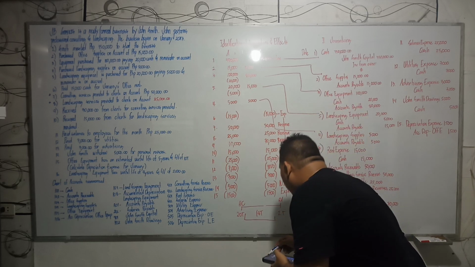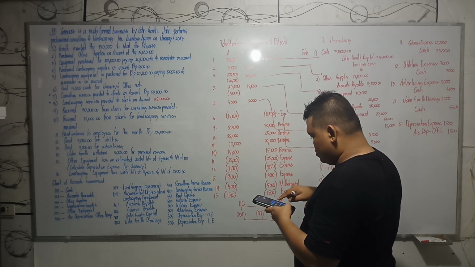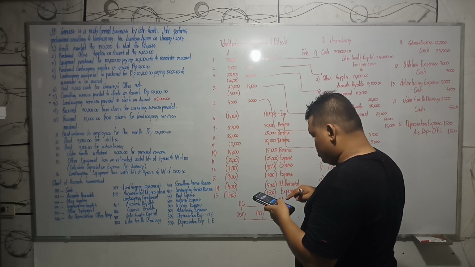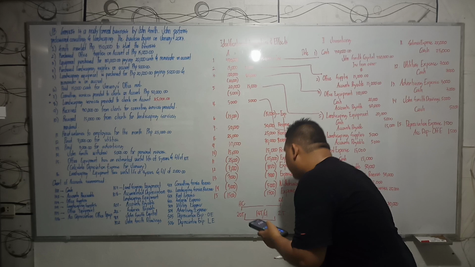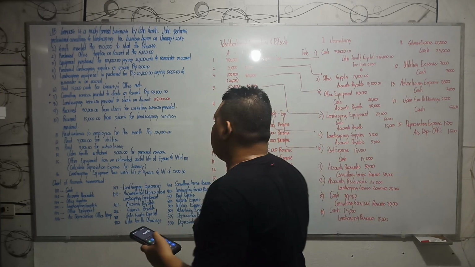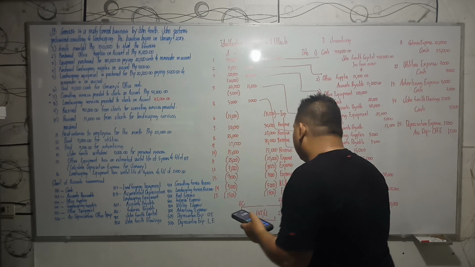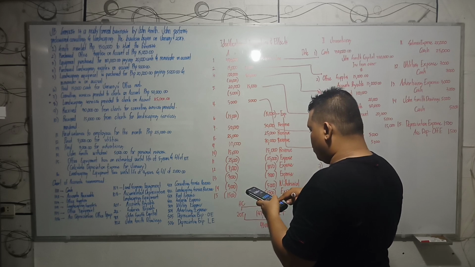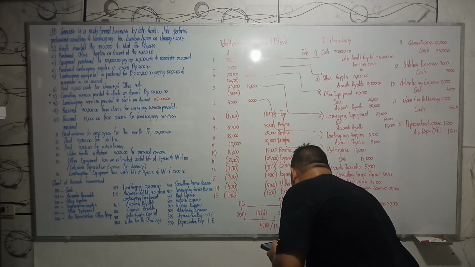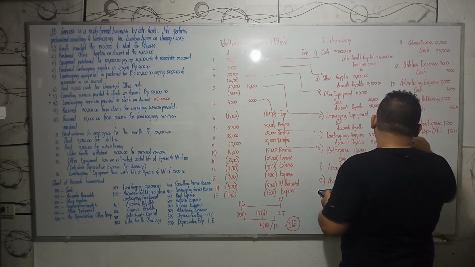Okay? So 18,000 divided by 4 years in order to get the depreciation per year. We have 4,500. But then again, we're not looking for the annual depreciation. We're looking for the monthly depreciation for the month of January. So let's divide this by 12 months. So 4,500 divided by 12 months, that's 375.